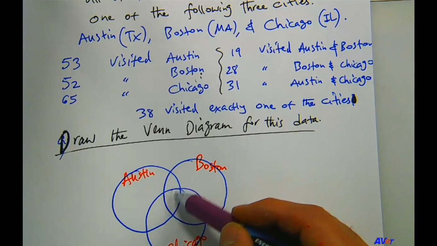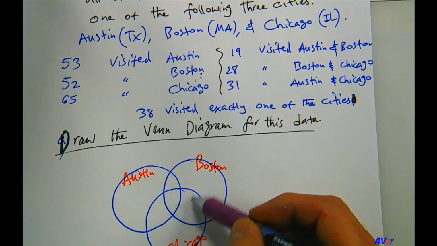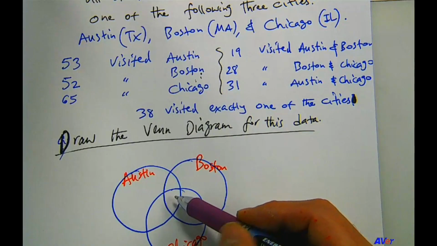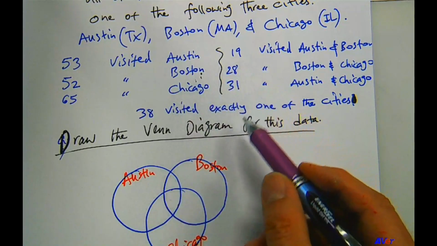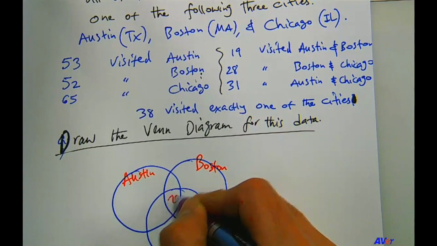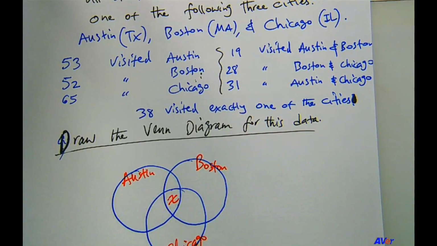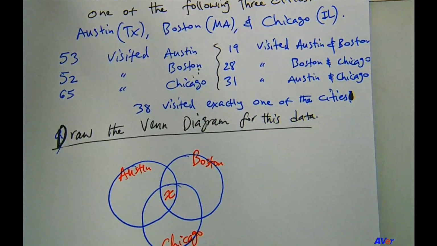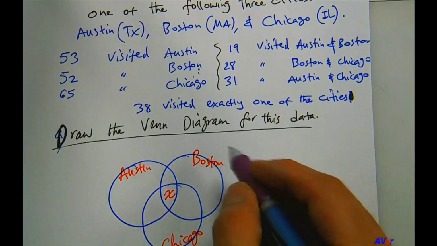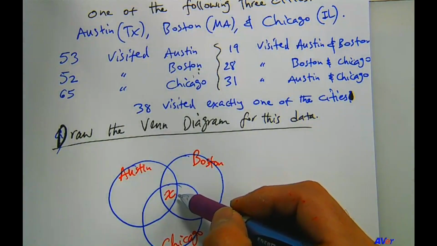We need to know if we're to have any numbers here at all, we need to know how many visited all 3 cities. And it's not been given to us. So it's a critical piece of information, so let's call it X, as anything else that we have in mathematics that is unknown, we assign a variable to it. So let's assign a variable to the unknown number in this Venn diagram.